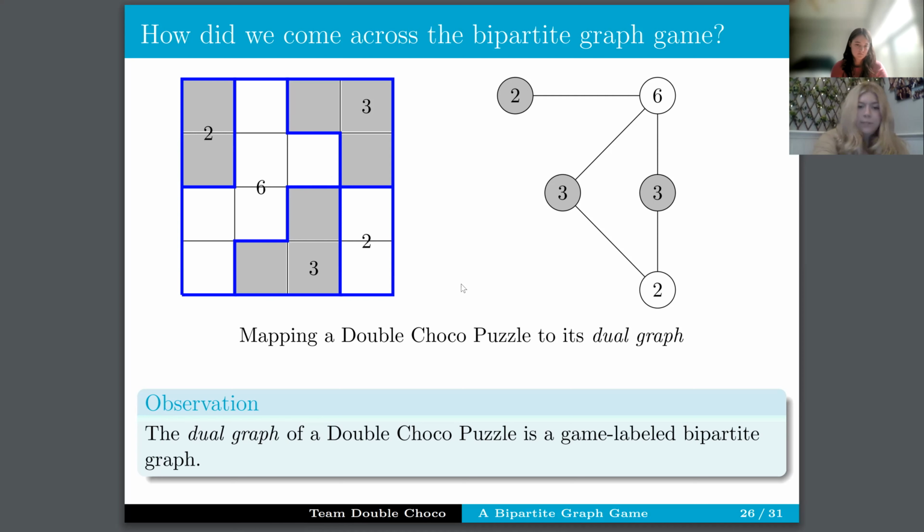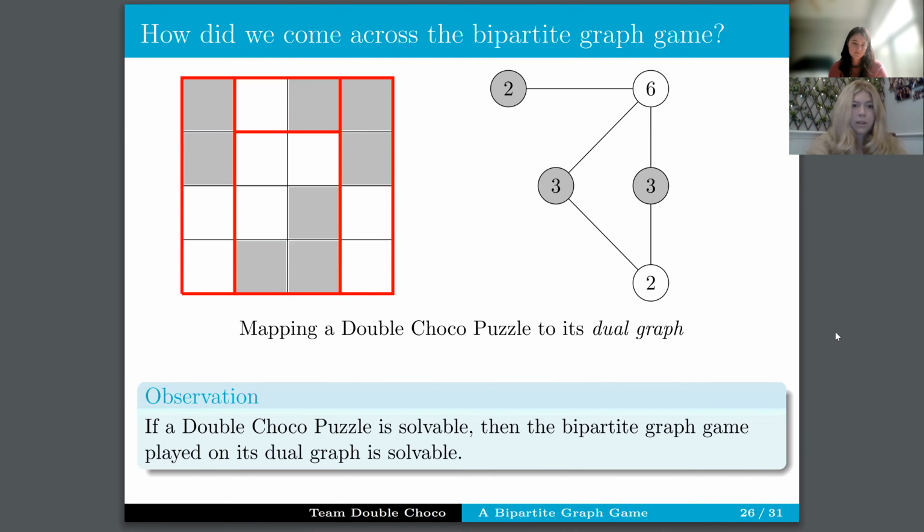So a dual graph of a double Choco puzzle is a game labeled bipartite graph because it is bipartite, and it is game labeled because it comes from the double Choco board, which we know has equal amounts of gray and white cells. So this is the solution to the board that we saw earlier, and then this is its mapped dual graph. And something that you can see here is that if a double Choco puzzle is solvable, then the bipartite graph game played on the dual graph will be solvable.